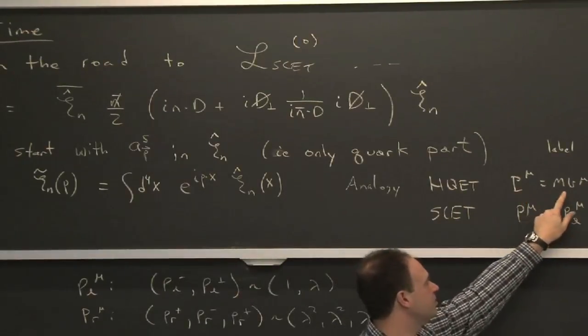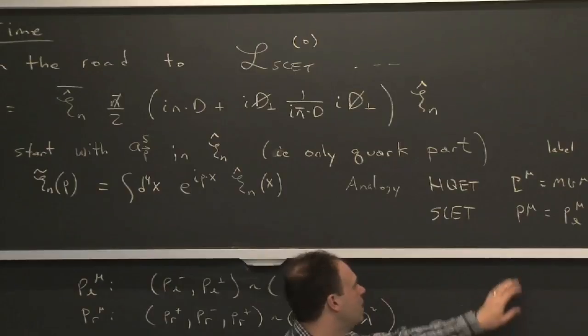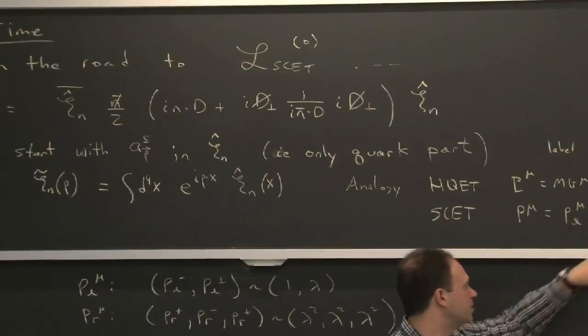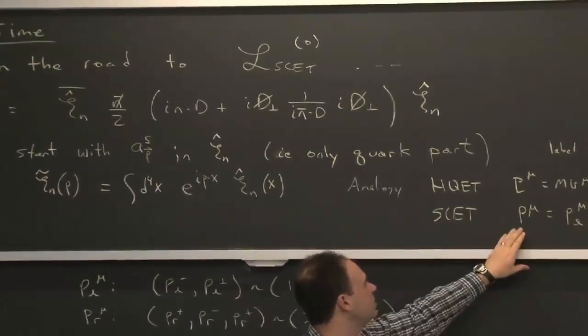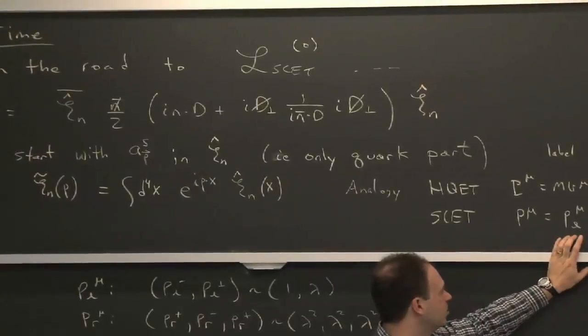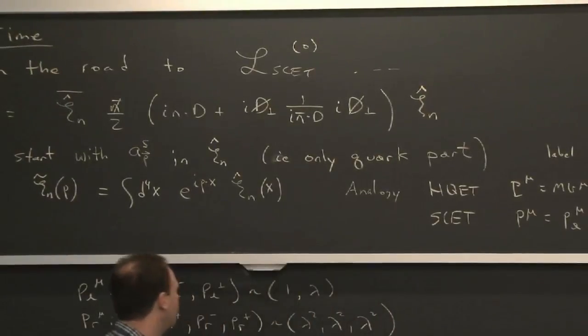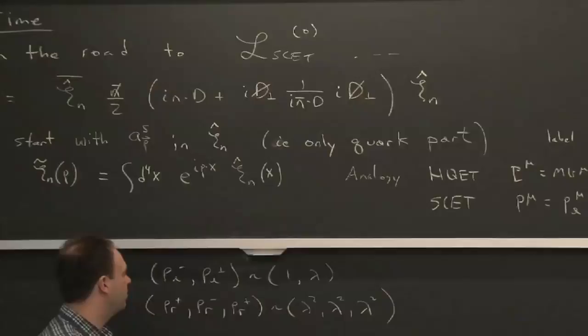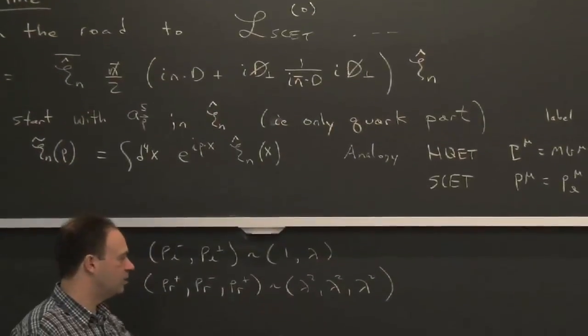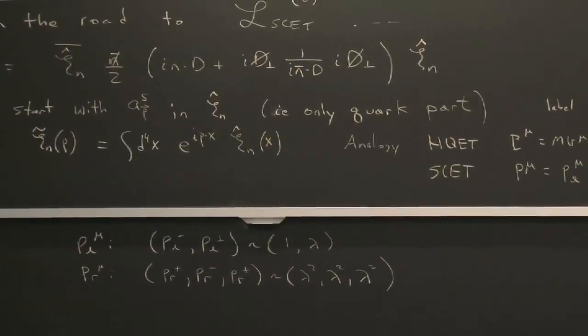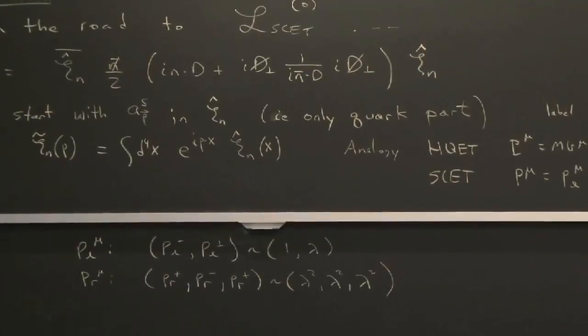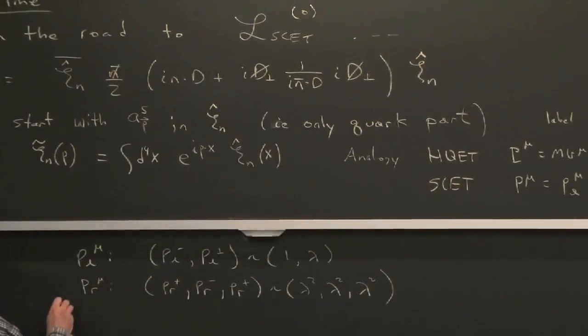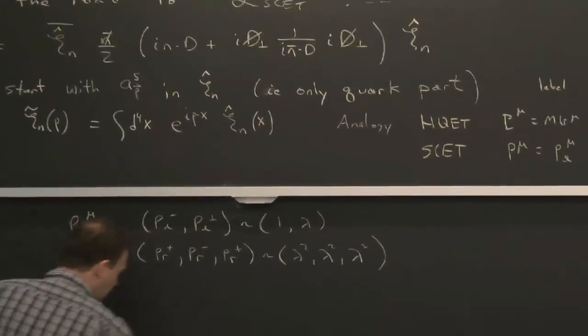In HQET, we split the momentum into two pieces. We had a piece that was large and a piece that was small, and then we could expand. I'm going to do the same thing here, split it into a large piece and a small piece, where I'll call the large piece the one with the order lambda components, and the small piece will be all the components that are of order lambda squared. If you draw a picture for this, it looks as follows.